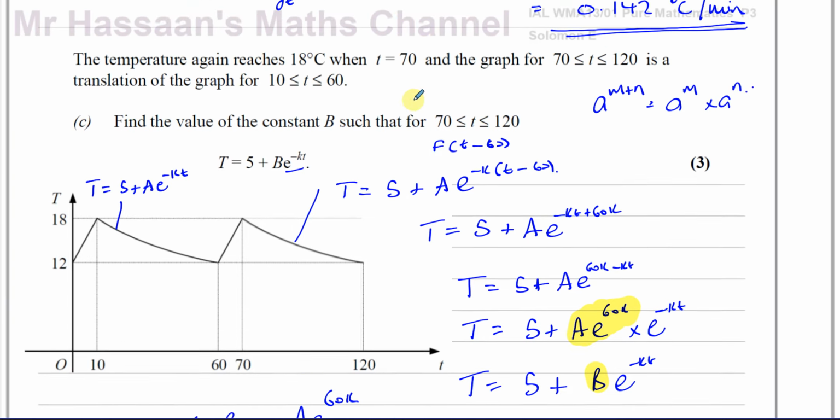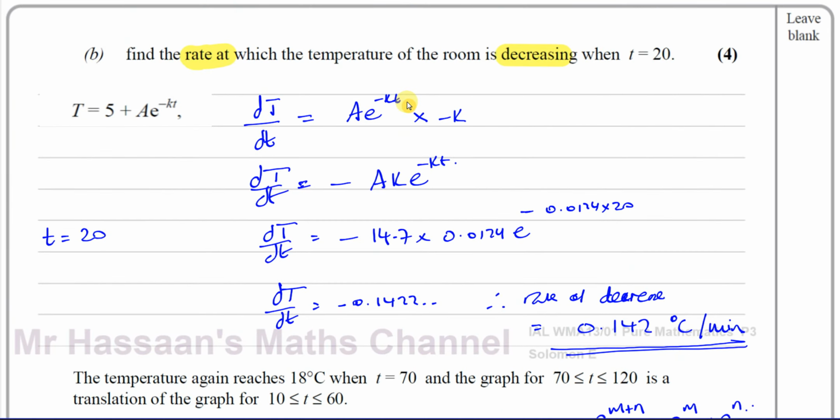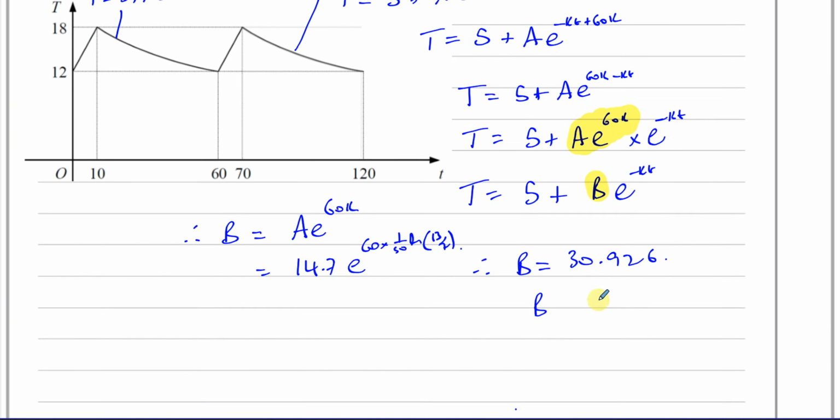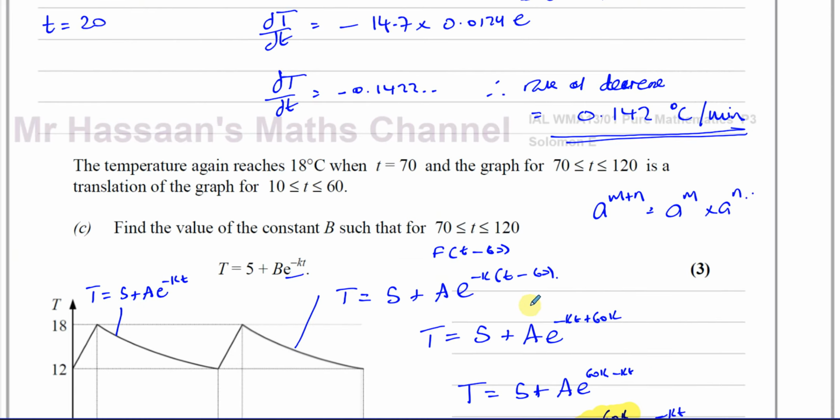So we can round it to 3 SF. Does it say how to round it? No. So it's 30.9, and there's our answer for B. B is just a constant. So there's the answer. I hope that was clear.